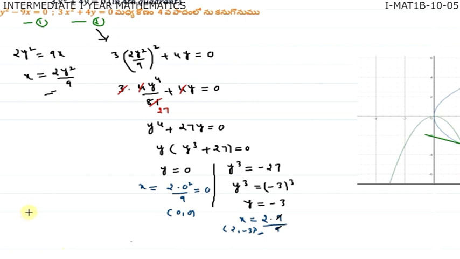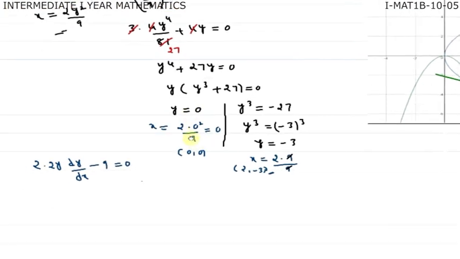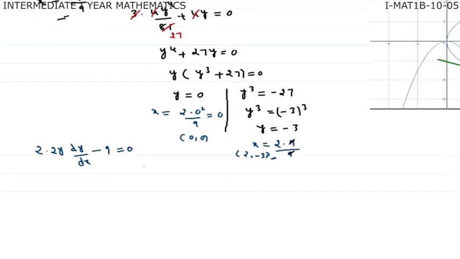Differentiate 1 with respect to x both sides. 2 as it is. 2y derivative, y square derivative is 2y into dy by dx, minus 9, x derivative is 1, that is equal to 0. So from this we can write dy by dx is equal to 9 by 4y.